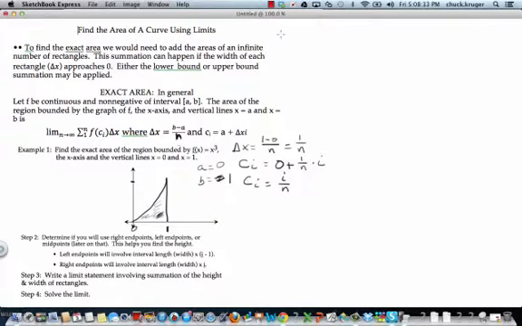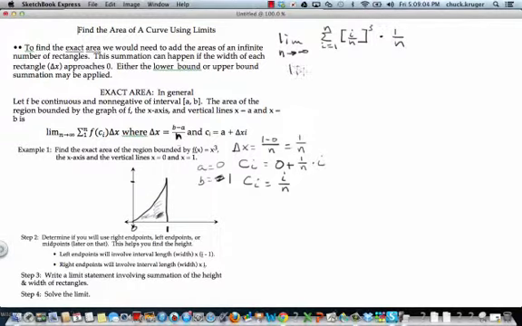Write a limit statement involving the summation. So here's my limit statement. I'm going to have the limit as n goes to infinity, and I'm adding up a whole bunch of rectangles. How many am I adding up? N of them, an infinite number of them. My function is x cubed, so inside here I'm going to have c sub i cubed, which is i over n cubed, times my delta x, which is 1 over n.